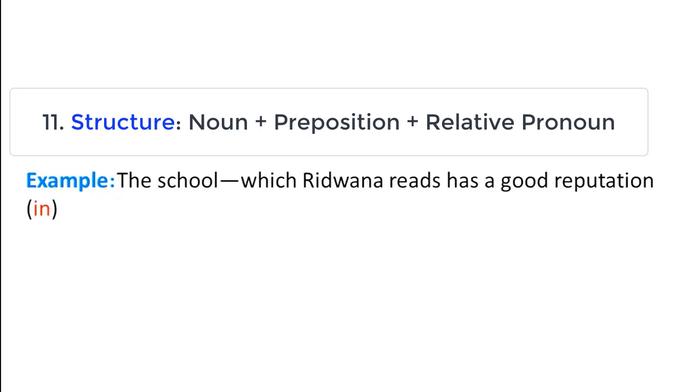Number 11. If you find structure noun plus gap plus relative pronoun, that means a gap between noun and relative pronoun, here you can use preposition to fill up the gap. Look at an example. The school dash which Ridwan reads has a good reputation. You can use here a preposition in. The school in which Ridwan reads has a good reputation.